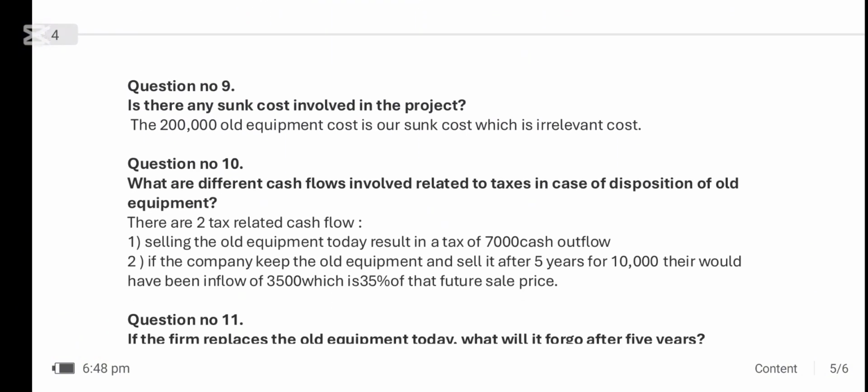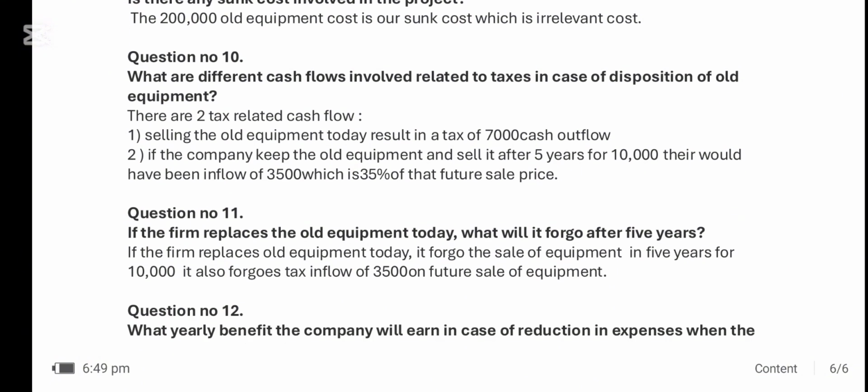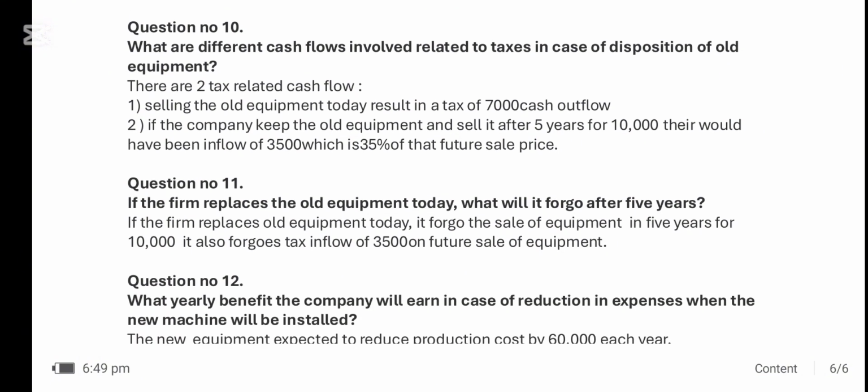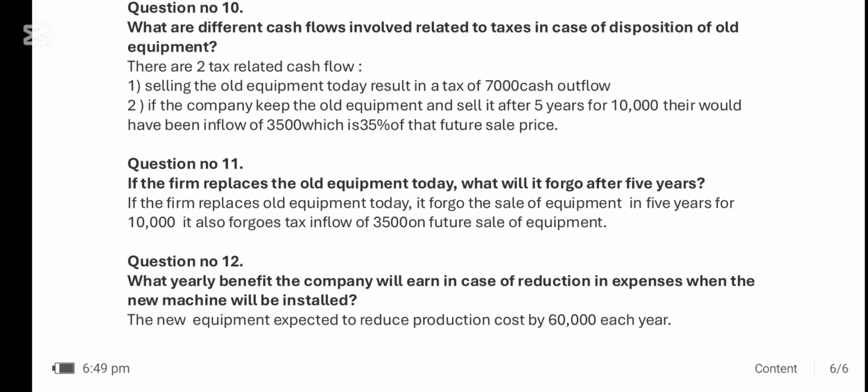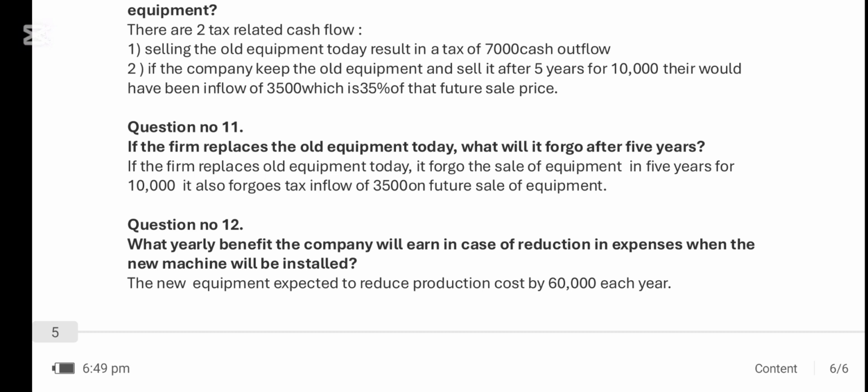Question number 9: is there any sunk cost involved in this project? The 2 lakh old equipment cost is our sunk cost because it is an irrelevant cost. Question number 10: what are the different cash flows related to tax in the case of disposition of the old equipment? There are two tax related cash flows. Selling the old equipment today results in a tax cash outflow of 7,000. If we sell after 5 years for 10,000, the cash inflow is 3,500.